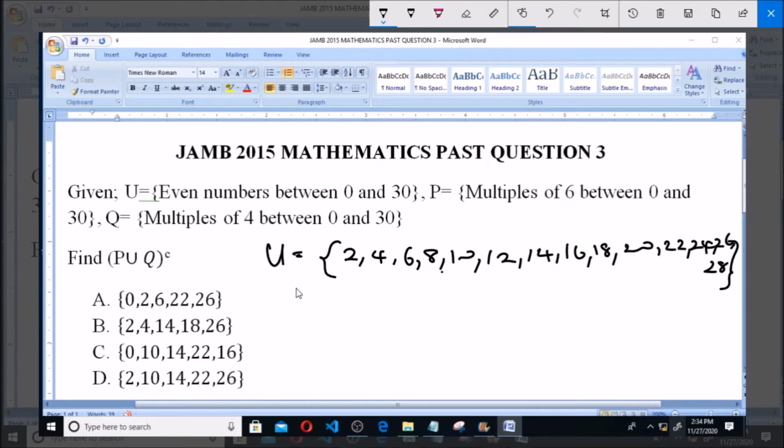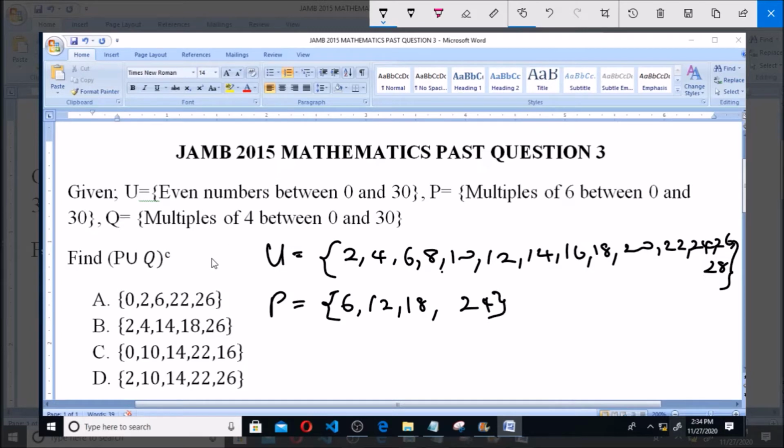Now the subset P is equal to, it says multiples of 6 between 0 and 30, and are even numbers, because the universal set is even numbers. Now these multiples of 6 include 6 itself, 12, 18 and 24.